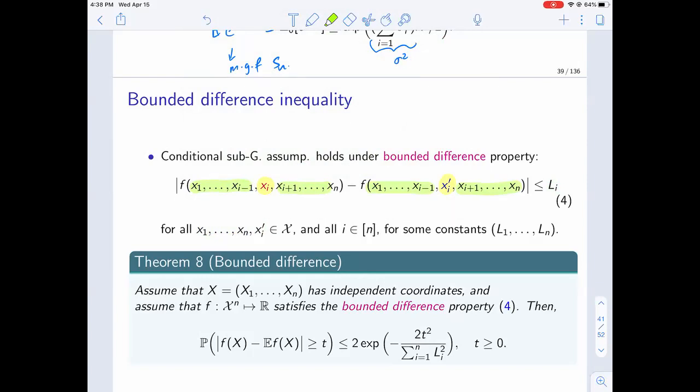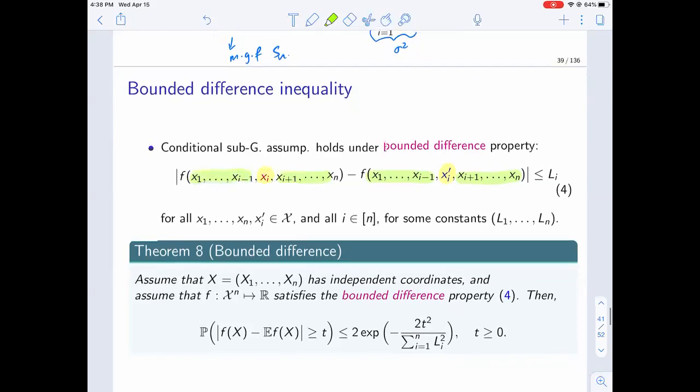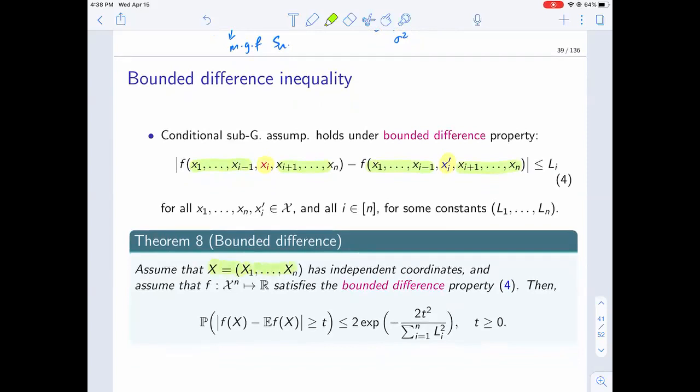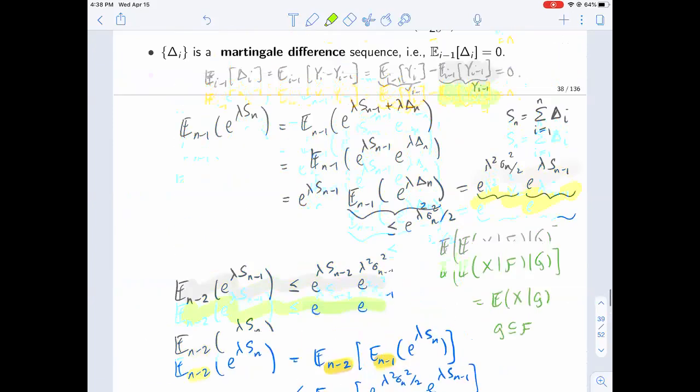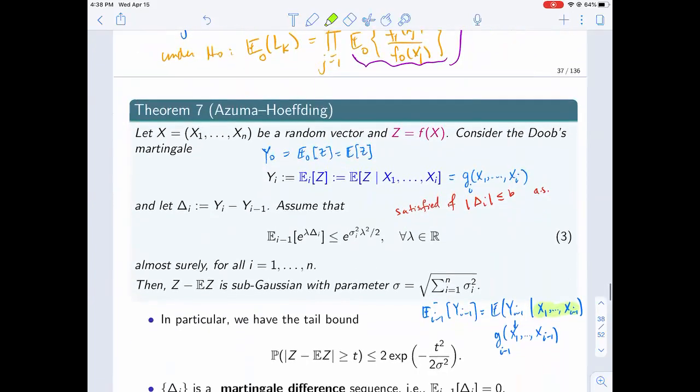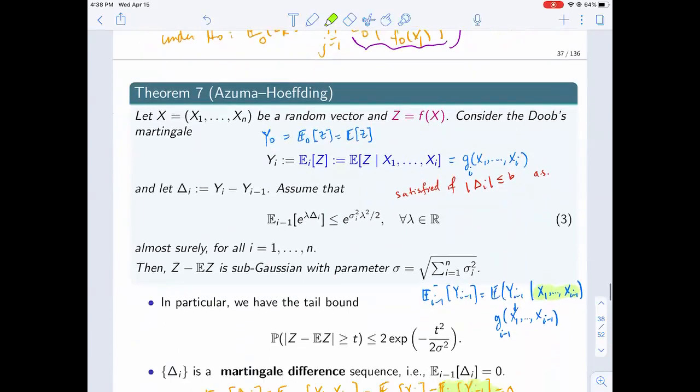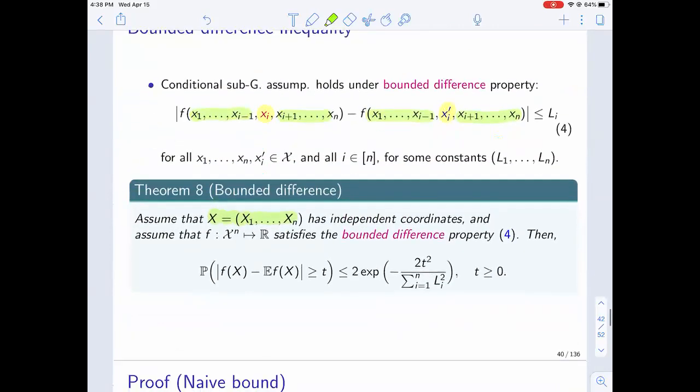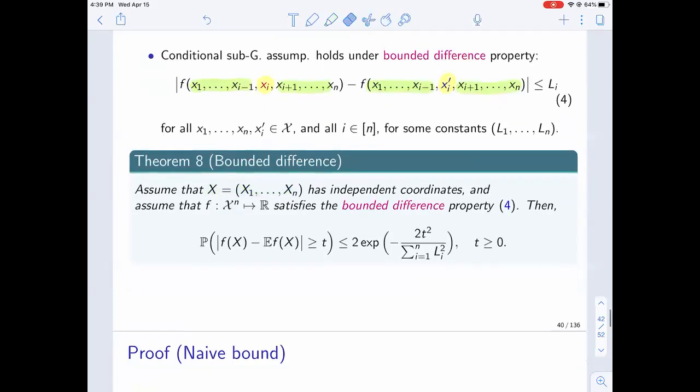Okay, if a function satisfies this condition, and if the xi's have independent coordinates, again, notice that I did not use independence here, which was interesting. I did not assume that x1 up to xn were independent. But now I'm assuming that x1 up to xn are independent, and I'm also going to assume that f satisfies the bounded difference property. Then f minus the expectation of f is going to satisfy this deviation bound, which looks like the Hoeffding bound with this parameter going on there. So it satisfies the sub-Gaussian tail bound, f of x minus the expectation of f of x. Does the statement make sense?